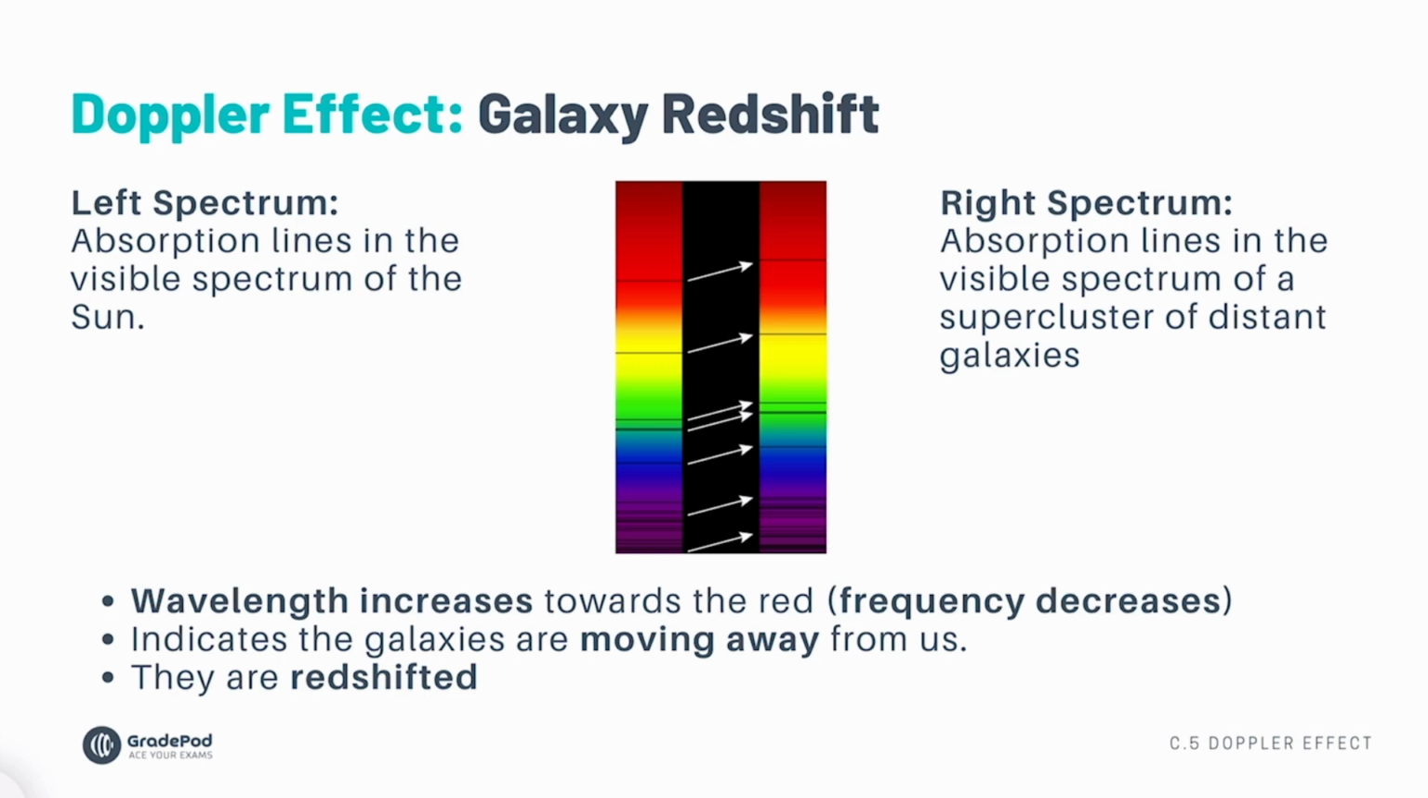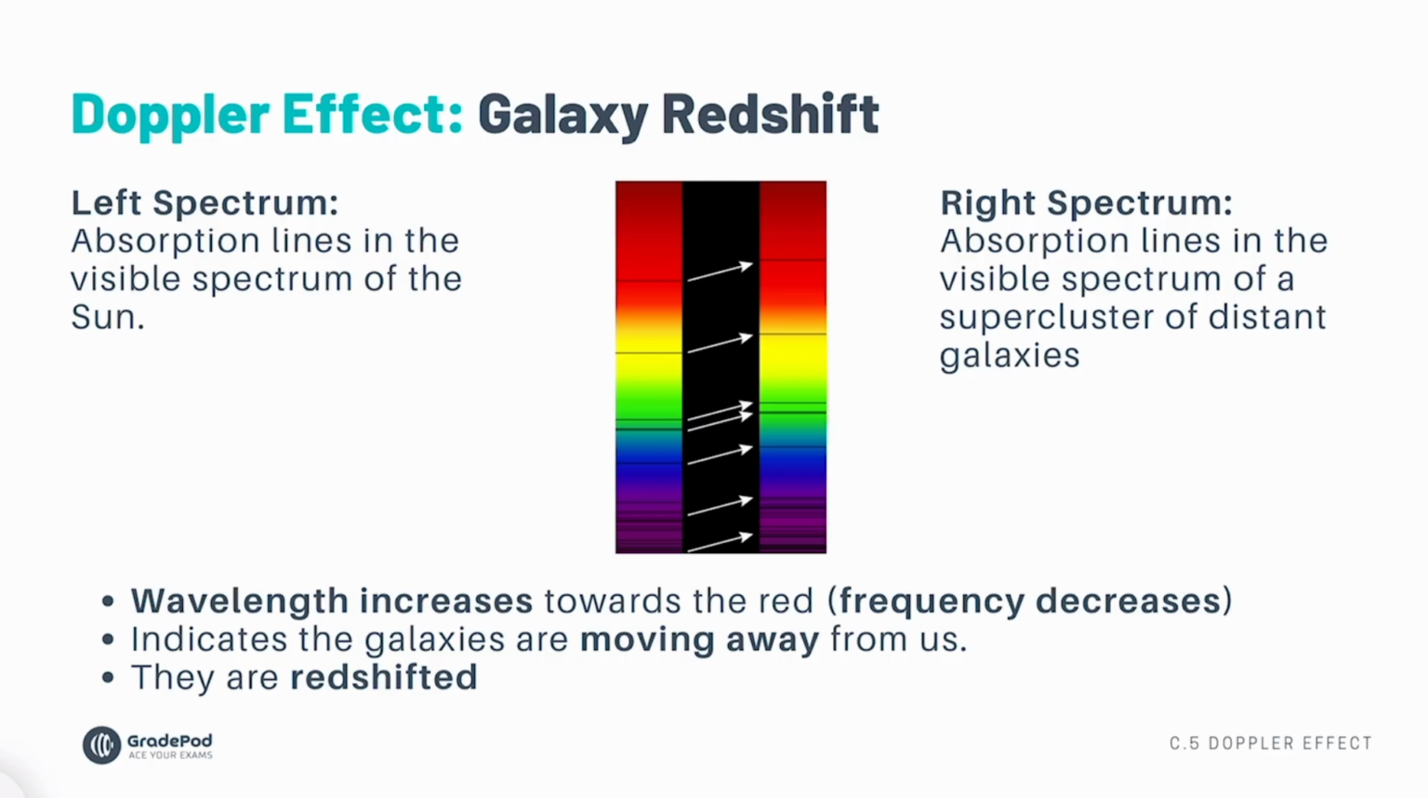Let's expand on this concept of the Doppler effect and galaxy redshift. In this slide we have two spectra. It's a spectra from the same element, and you can see the pattern looks largely the same. There's a strong line in the red spectrum, there's a strong line in the yellow spectrum, there's a double line as it approaches green. But one spectra is shifted further into the red end of the spectrum. And I keep saying it's shifted towards the red end of the spectrum. What do I mean by that?